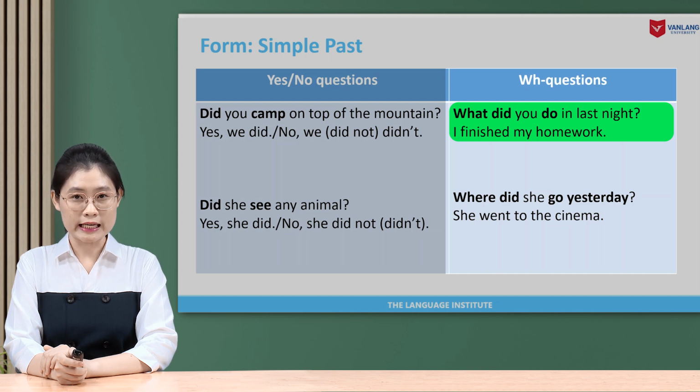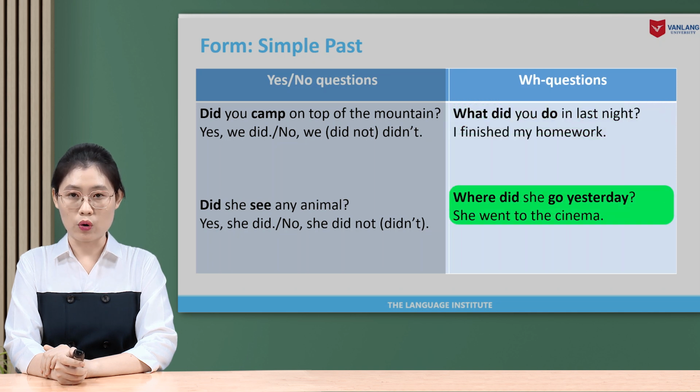Alright, so in this case, you can see that after the WH word what, we keep the same structure as the yes/no question, auxiliary verb did, and then subject you, and base form of verb do. What did you do last night? I finished my homework. Another example.